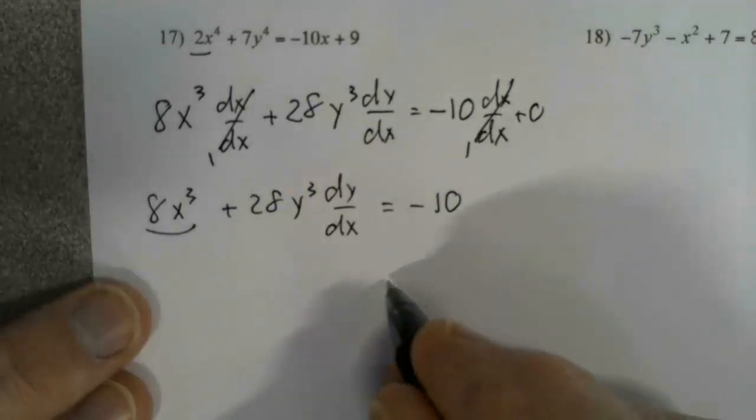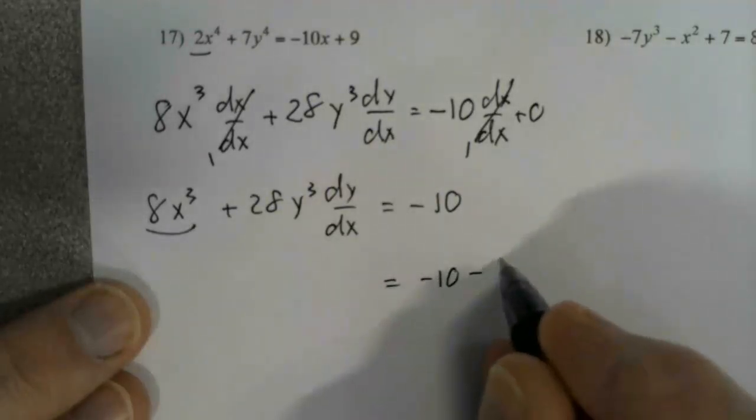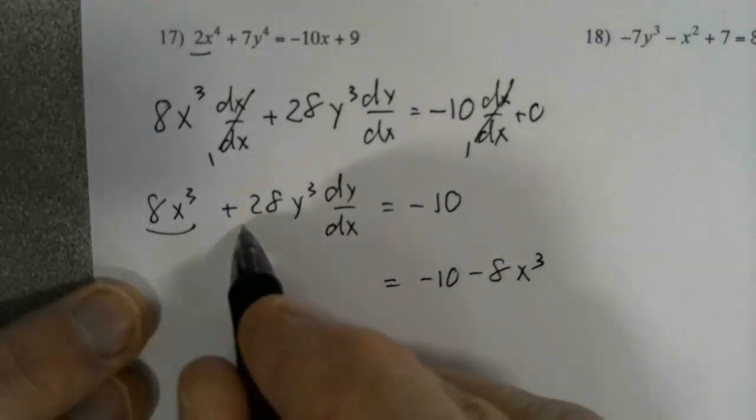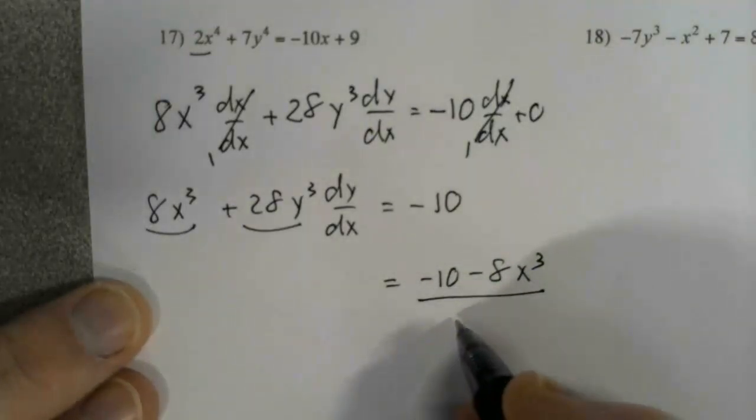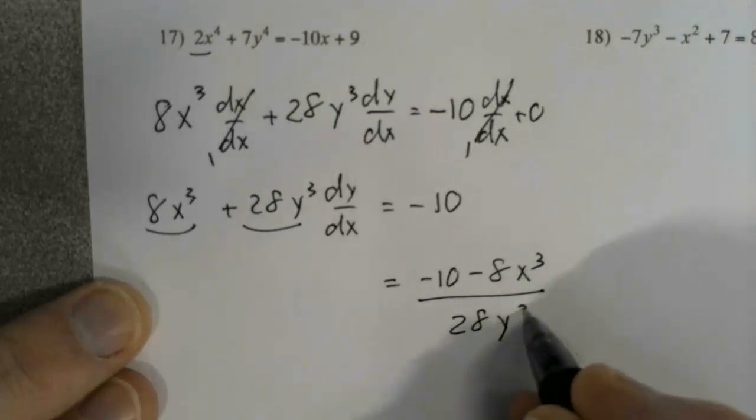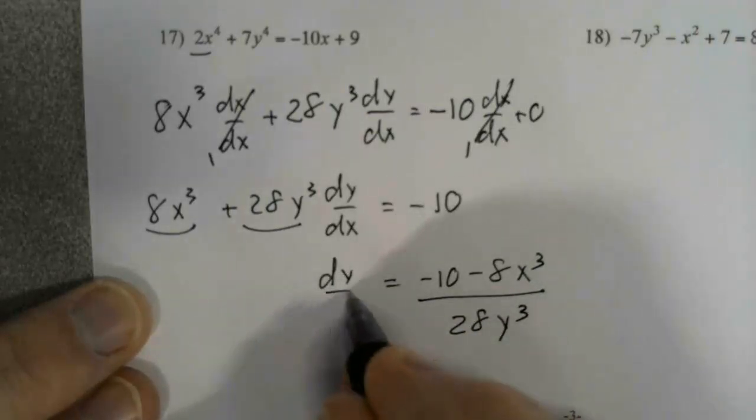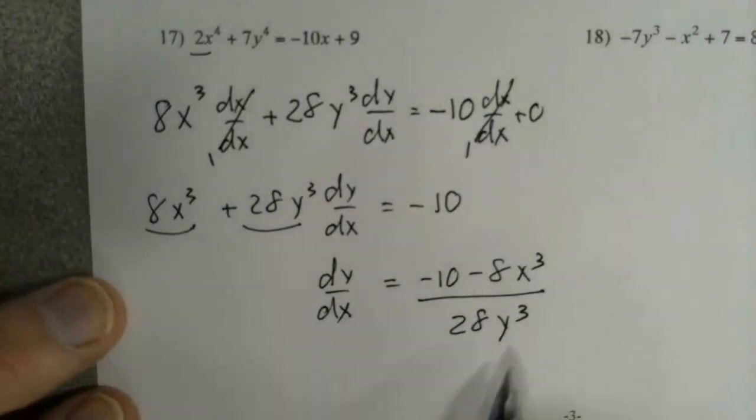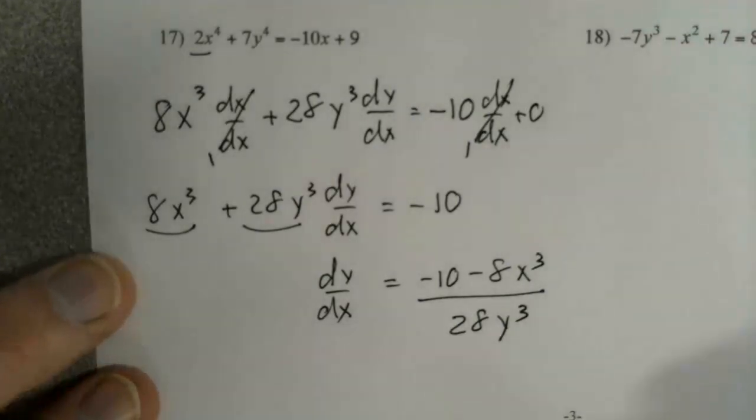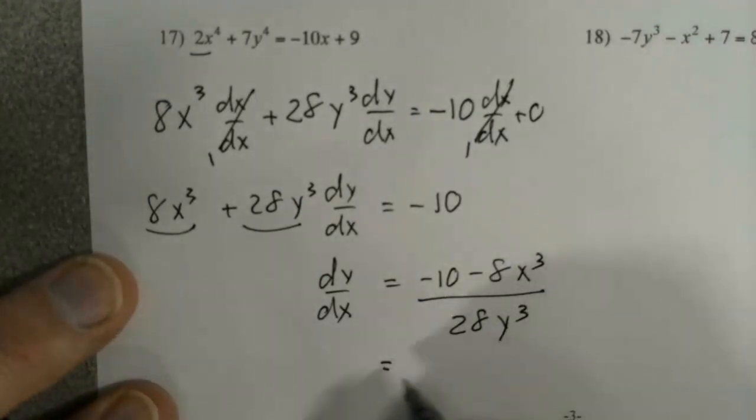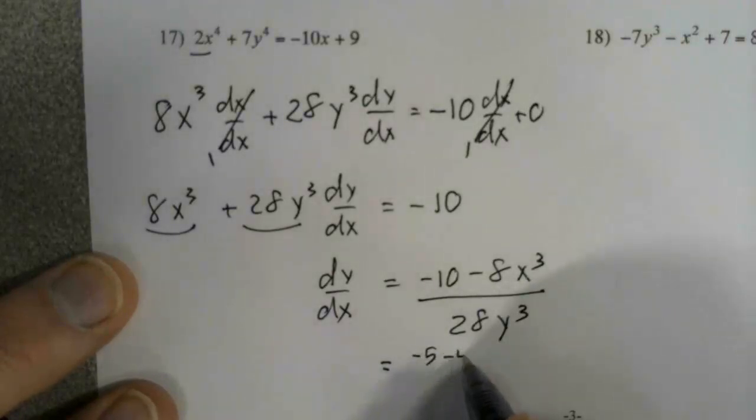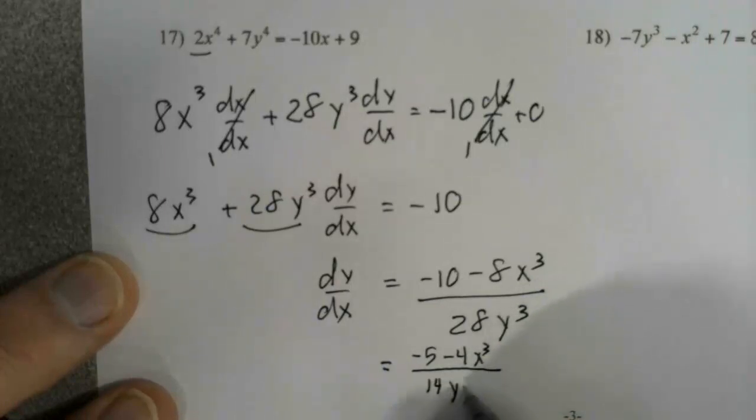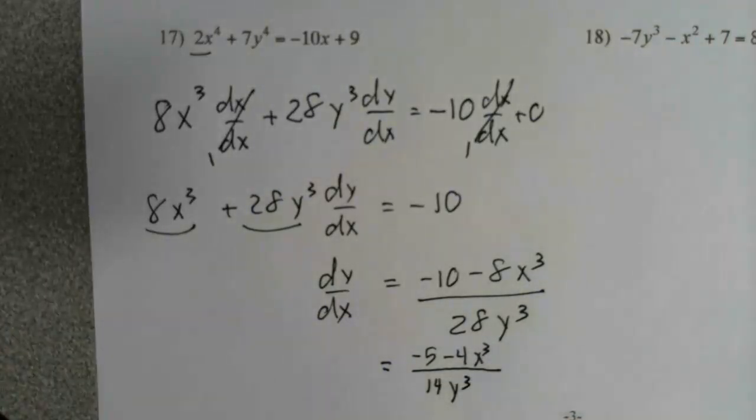Let's move this to the other side. So I have negative 10 minus 8x to the third. Let's divide by this. Divide by 28y to the third, and that is equal to dy/dx. Now I could divide every number here by 2. So if I did that, that would become negative 5 minus 4x to the third over 14y to the third. That's probably the best I could do. Let's give 18 a try.